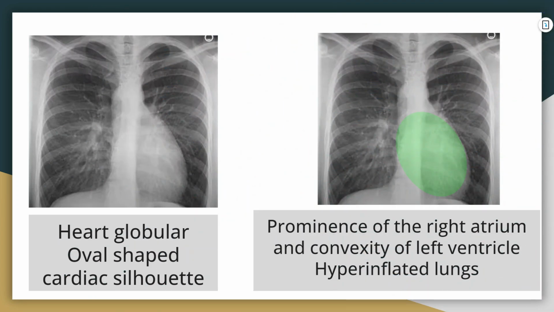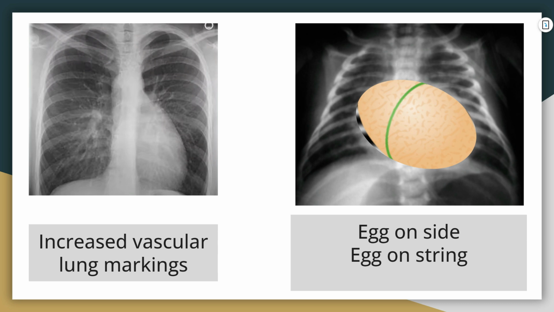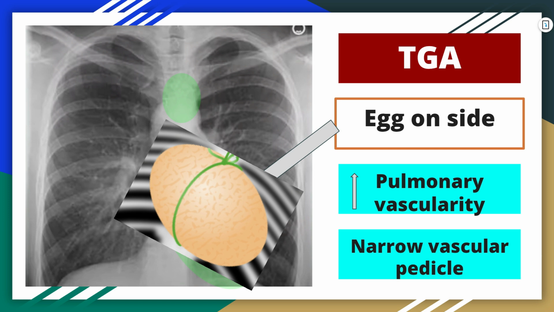The heart appears globular due to an abnormal convexity of the right atrial border and left ventricular enlargement, and therefore appears like an egg. The second abnormal finding is a narrow vascular pedicle. This is due to stress-induced thymic atrophy. Overcirculation of pulmonary blood flow results in the third finding, increased vascular lung markings. The combination of an oval cardiac silhouette and narrow vascular pedicle has been visually described as an egg on string or egg on a side appearance.